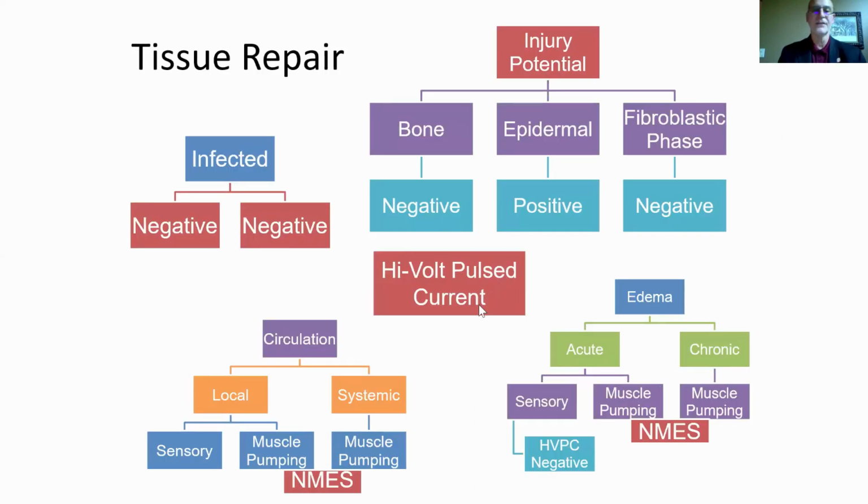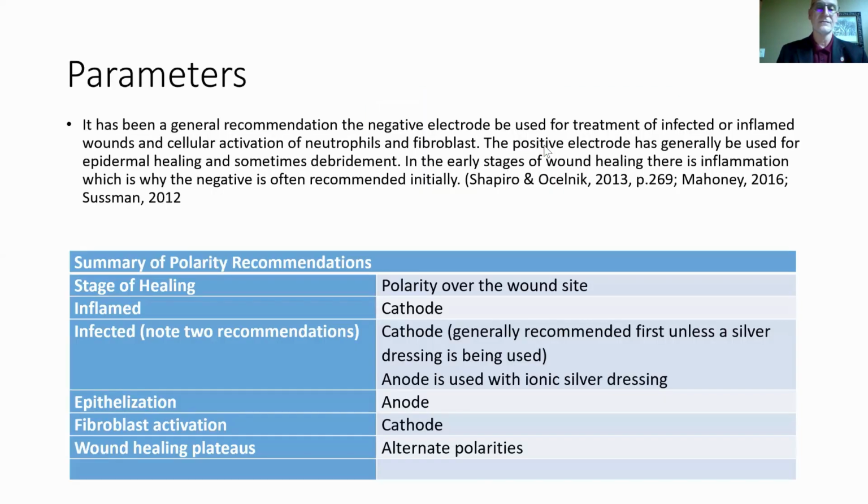Now, tissue repair. This can be a little bit harder. Okay, we've got high volt pulsed current, and we're going to talk about injury potential. So in general, these are the recommendations. The negative is used for treatment of infected or inflamed wounds and cellular activation of the neutrophils and fibroblasts. So that's why it's really used in that initial stage.